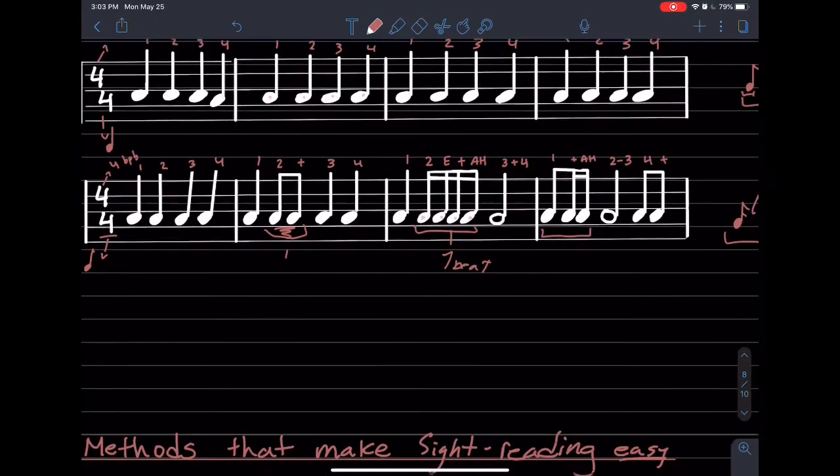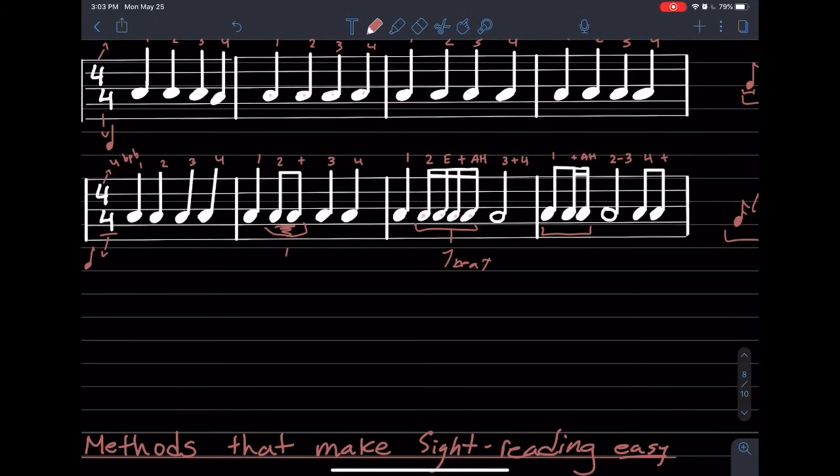So if I was to clap out this entire line of music, what would that sound like? Good question. It would sound like this. I'll count to 4 and then I'll play it. 1, 2, ready, go. 1, 2, 3, 4. 1, 2, 3, 4. 1, 2, 3, 4. Just like that. Awesome.